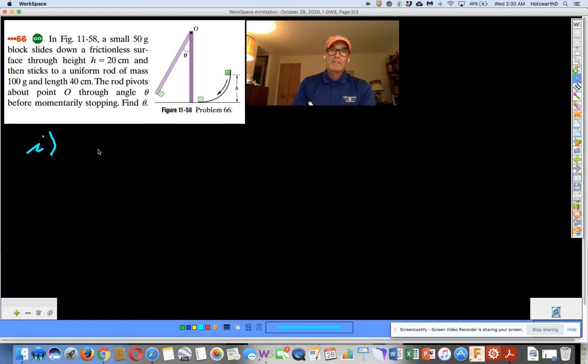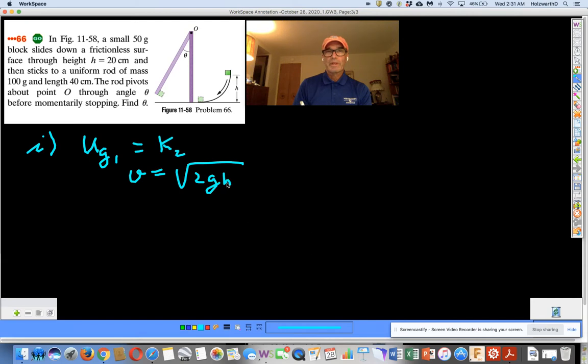So just using energy, PE, or in this case potential energy at state 1, is going to equal the kinetic energy at state 2. And you know the drill. The speed just before it hits is going to be the square root of 2gh. Okay, now that's out of the way.